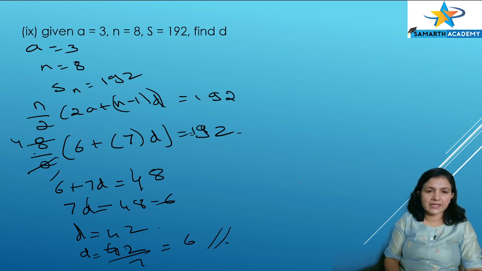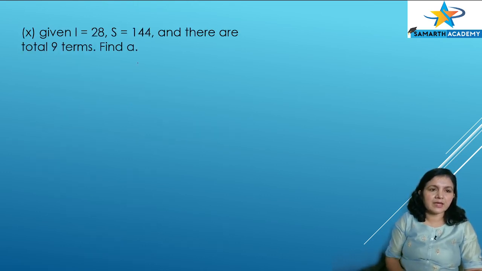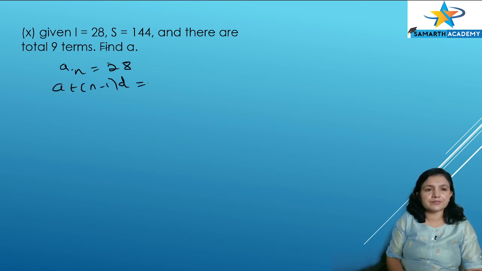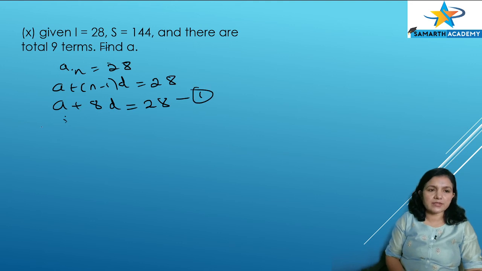Question 10. Given the last term is 28. What is the last term? an is equal to 28. That is a plus n minus 1 into d equal to 28. Total 9 terms, so n is 9. So it will be a plus 8d is equal to 28. Let me write this as equation 1.